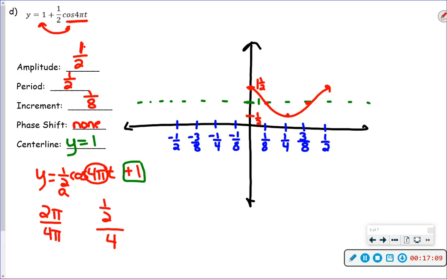I'm going to draw the exact same curve on the left side. So I'm at my max height up here, so I'm just back to my new center line, down a half, center line, up a half. There's going to be my second big valley.